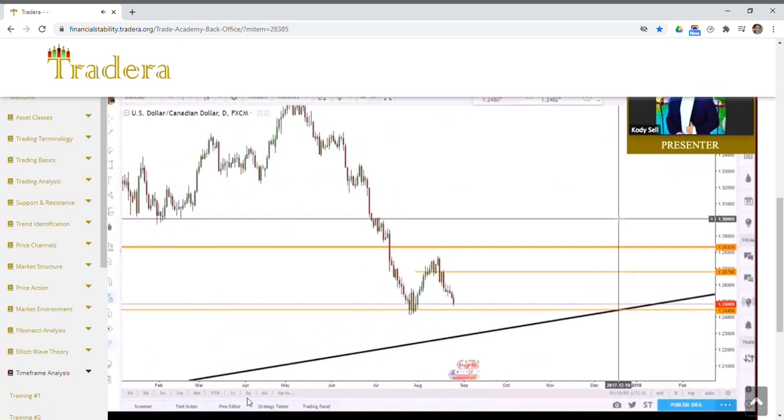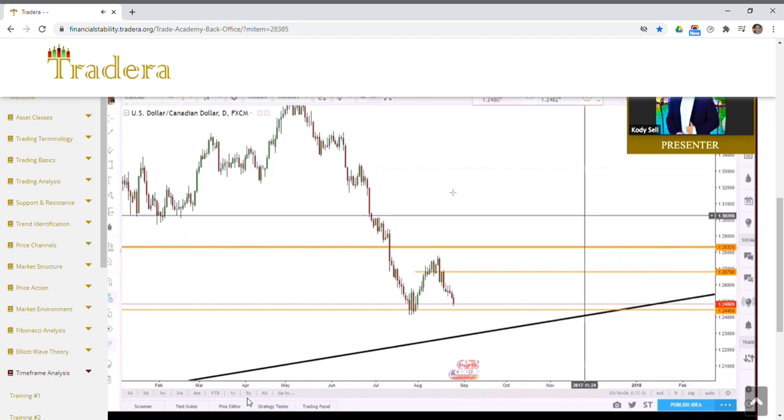We are on USD CAD on the daily time frame, and we're going to be going over this top-down analysis for this time frame in some pretty good detail. So let's dive right in.